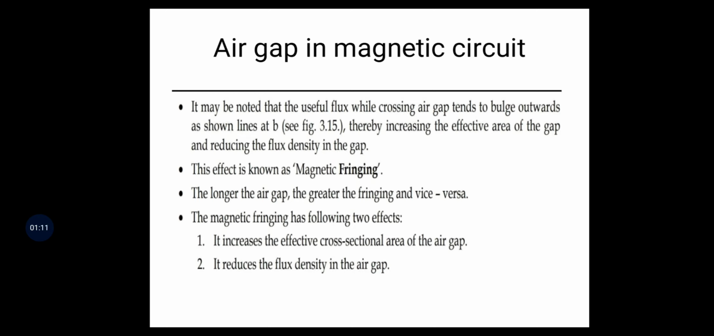What is meant by magnetic fringing? The useful flux while crossing the air gap tends to bulge outwards, thereby increasing the effective area of the gap and reducing the flux density in the gap. This effect is known as magnetic fringing.